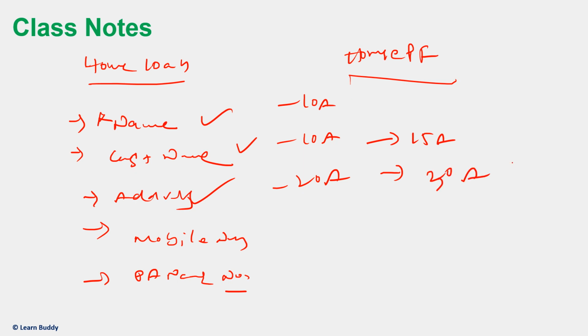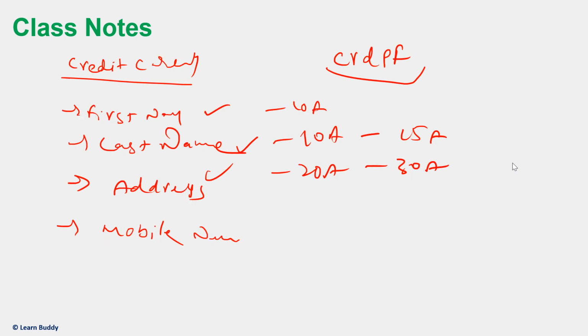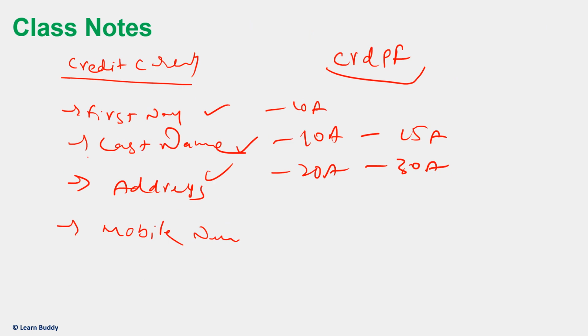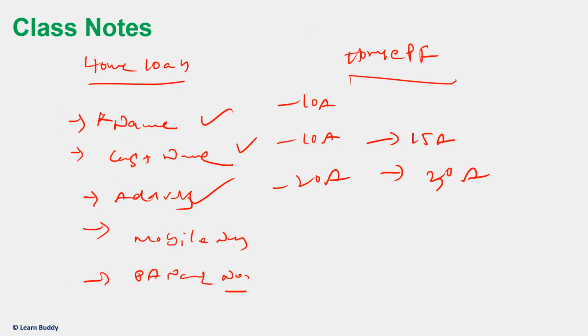Here you are making the changes in the three files. You are touching six fields indirectly. Two fields in the SAVEPF, two fields in CRDPF, and two fields in HOMEPF. Totally six fields you are changing, and three files are impacted.